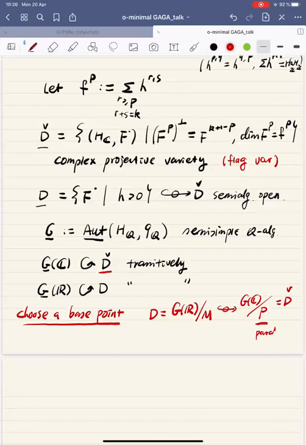And this M is compact. Why? Because this M preserves the V operator, so it commutes with the operator, and it preserves the Hodge norm. Since the Hodge norm is positive definite, this is compact. Okay.